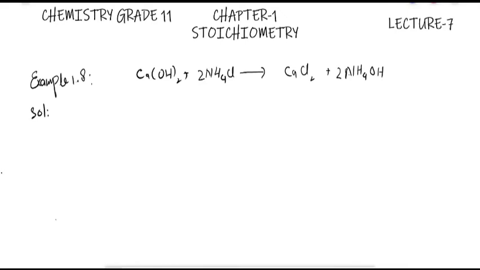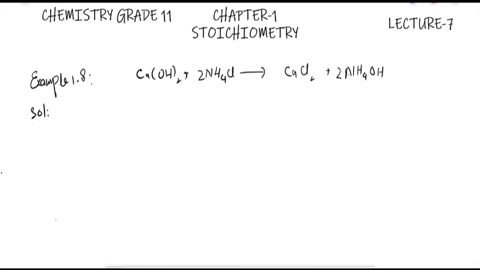But the answer is already in the question. The question that is asked is how many grams of calcium hydroxide are left unreacted in this reaction. So that already proves that calcium hydroxide would be the excess reactant left behind, and ammonium chloride should be the limiting reactant. But let's identify the limiting reactant first.